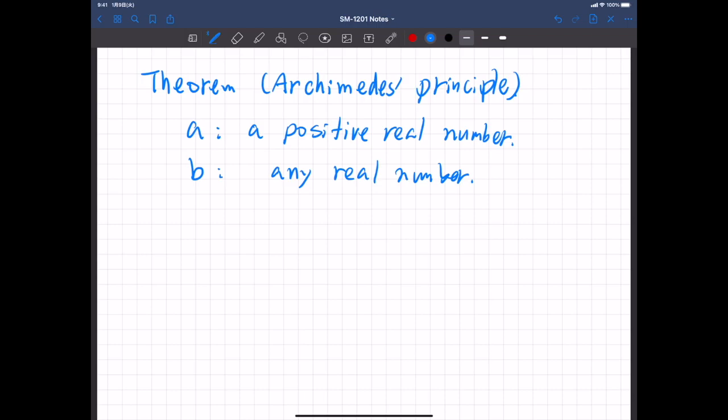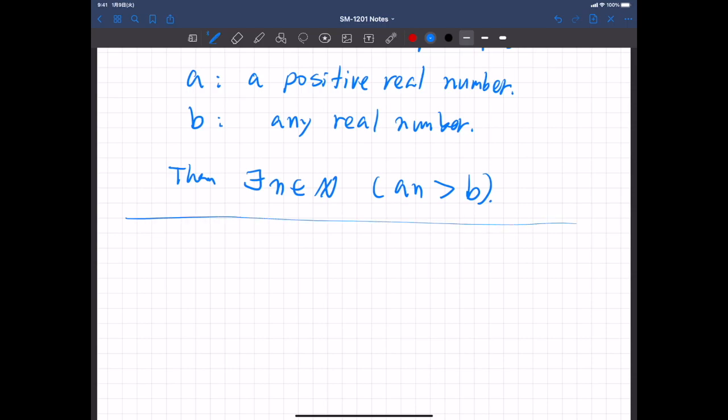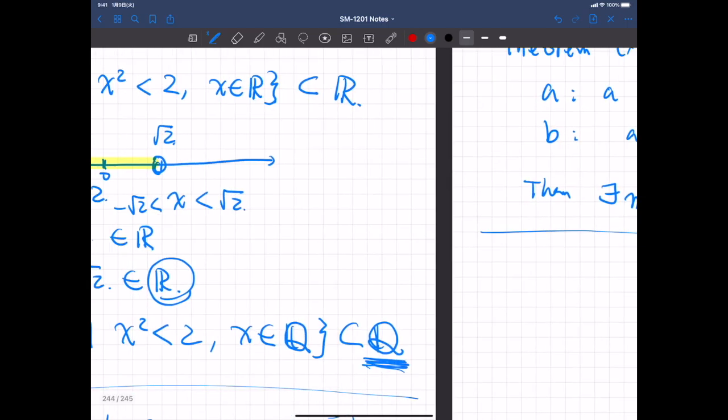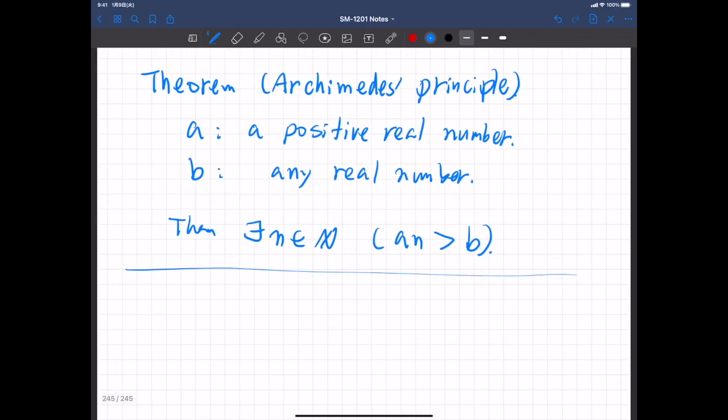Okay, then there exists a natural number n such that an is greater than b. So this was Archimedes' principle. Now, based on this axiom of continuity, we can prove this. Okay, we prove this by contradiction.